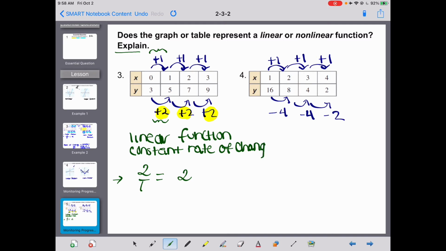and you need to write that as your explanation. You don't need the number per se, but to find it might help you, like it's 2 over 1 for each of these. That means it's constant.